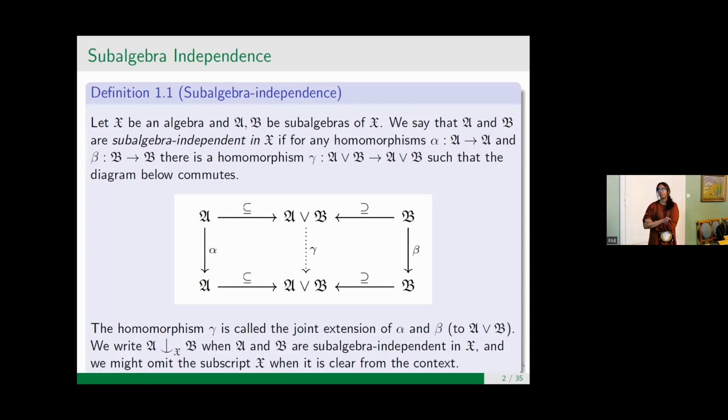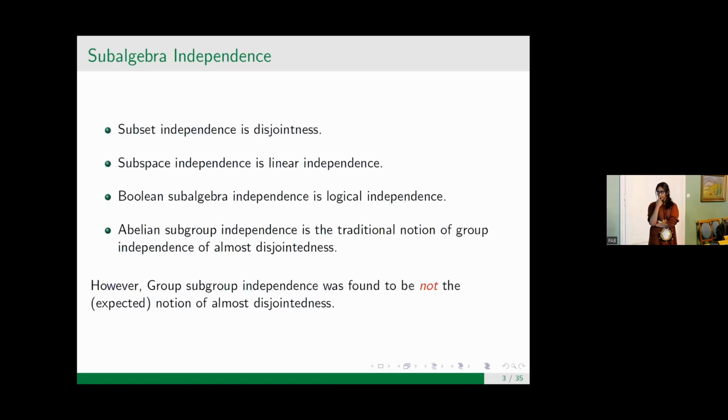Let X be an algebra, and A and B be subsets of it. Then you say that these algebras are subalgebra independent if for any homomorphisms alpha on A and beta on B, there is an extension such that the homomorphisms are compatible, and so it will follow this diagram. So this is a general subalgebra independence definition, and in this paper it was shown that this definition is so nice that subset independence works out to be disjointness, as expected.